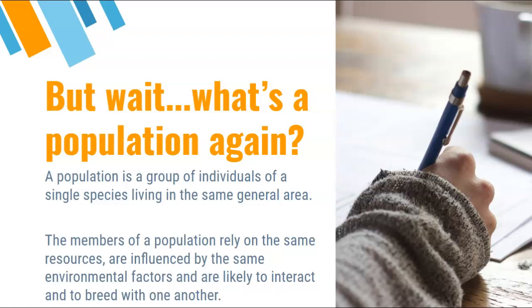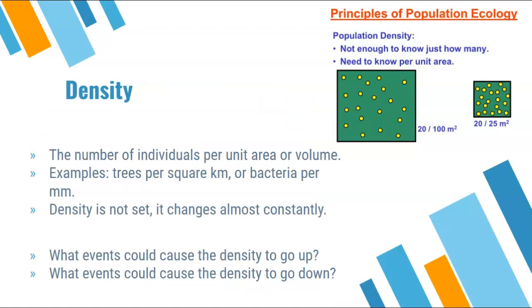All right, so let's take a look at some of these factors. One important factor would be density. So it's not just how many, it's how many per unit area. Both of these have 20 individuals, but if you see the difference in the size here, obviously these ones are more closely packed together. So this is always given to us in individuals per area or maybe volume.